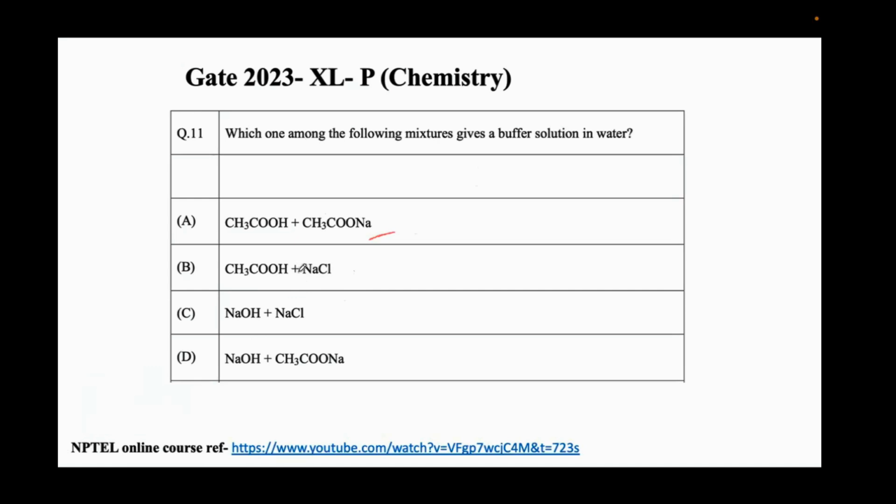Option B is acetic acid and NaCl. NaCl is itself a salt and not a conjugate salt of a weak acid. In option C also there is NaCl and NaOH. NaOH is a strong base. To make buffers, we must use a weak acid or weak base. Similarly, in option D also we have a strong base. Hence, the correct option is option A.